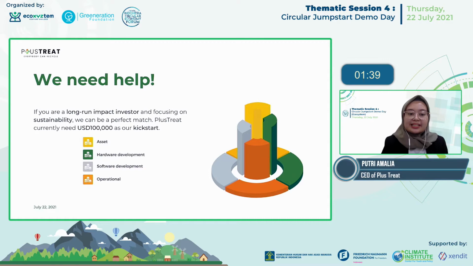Plushit is seeking an impact investor which can be a partner to achieve a sustainable world. We currently need $100,000 as our kickstart, and it will be used to enter the market.